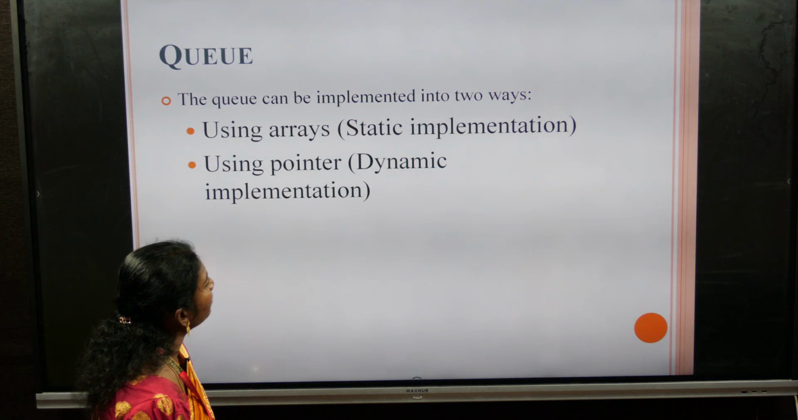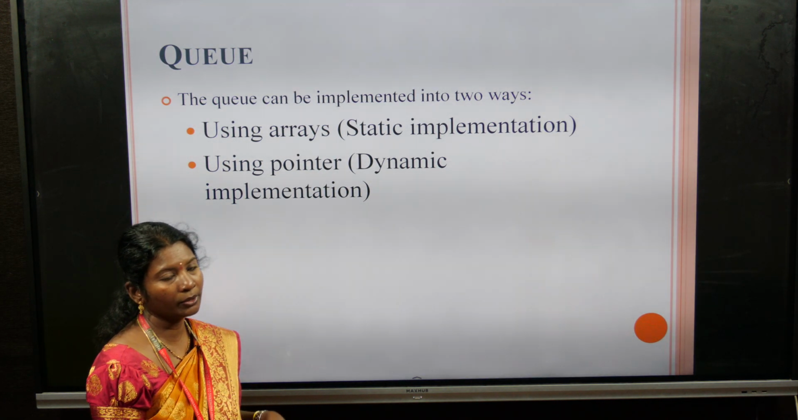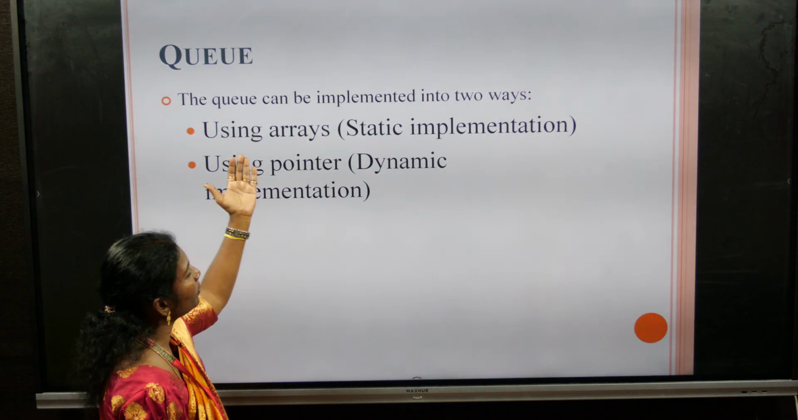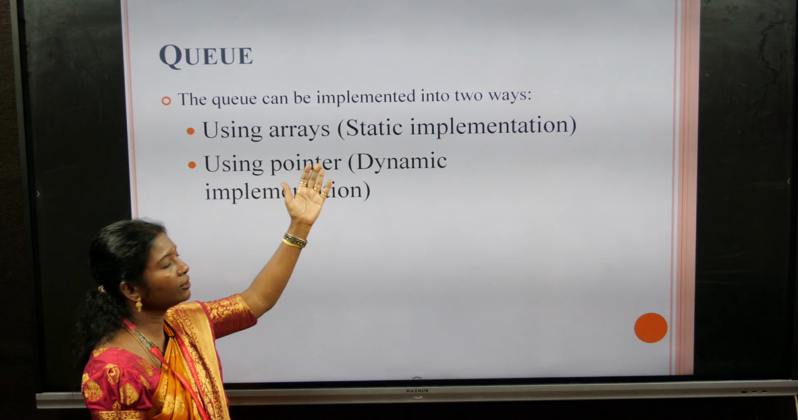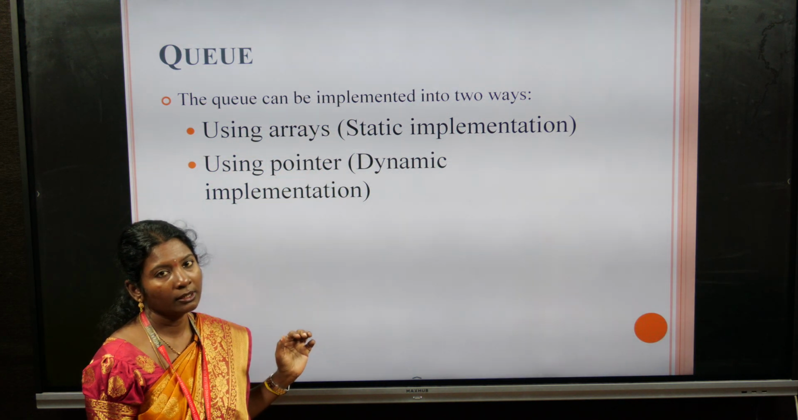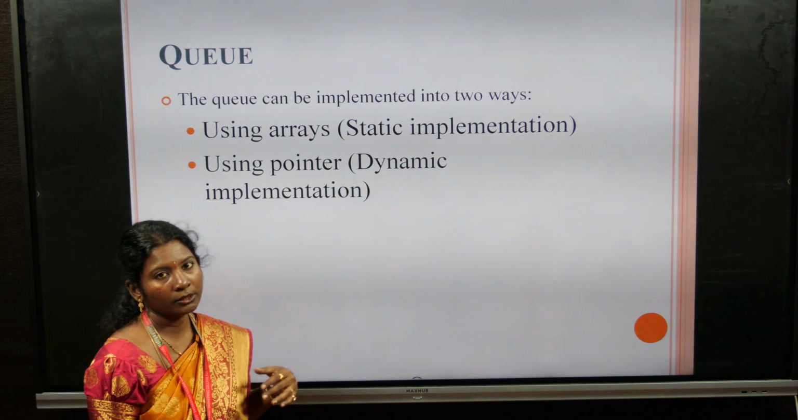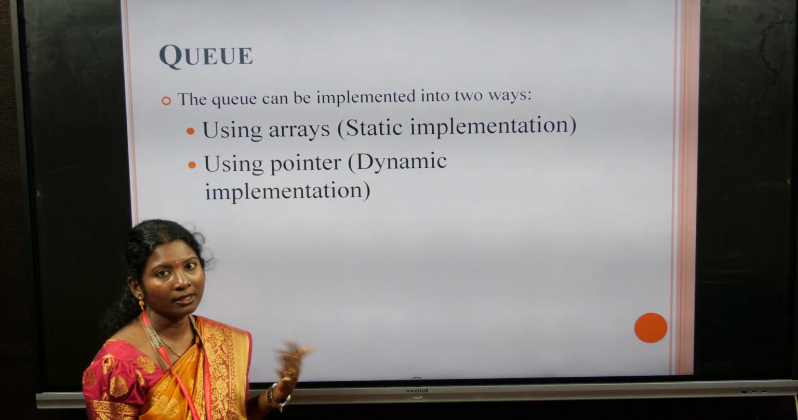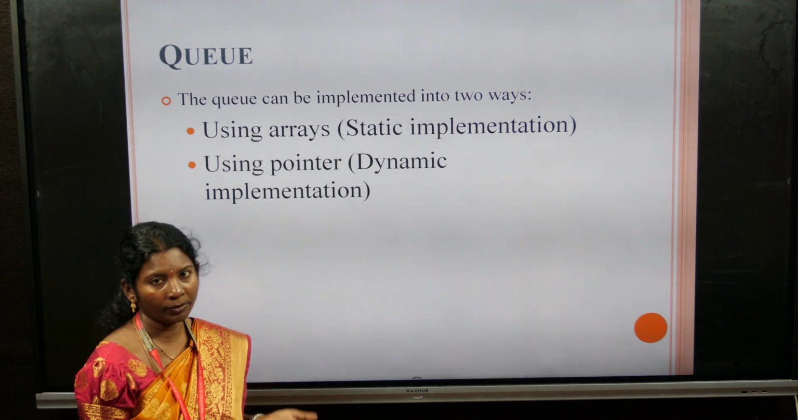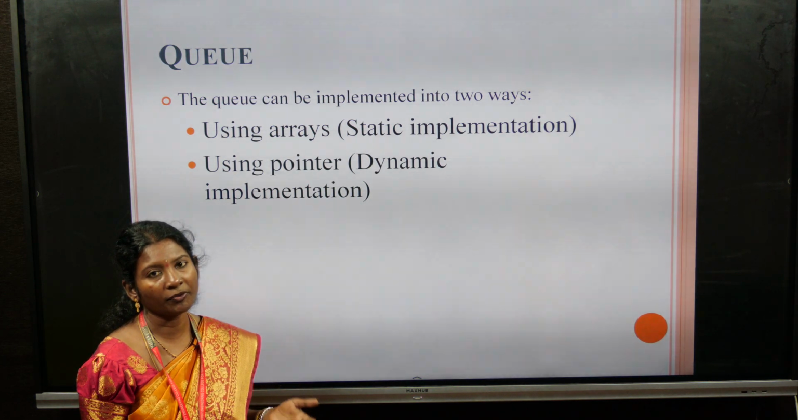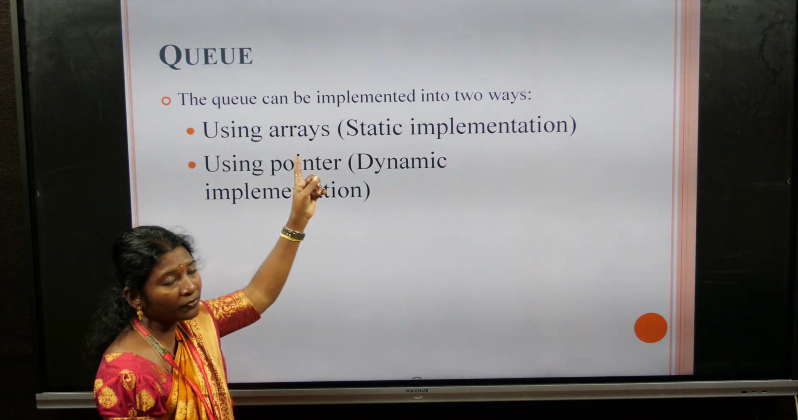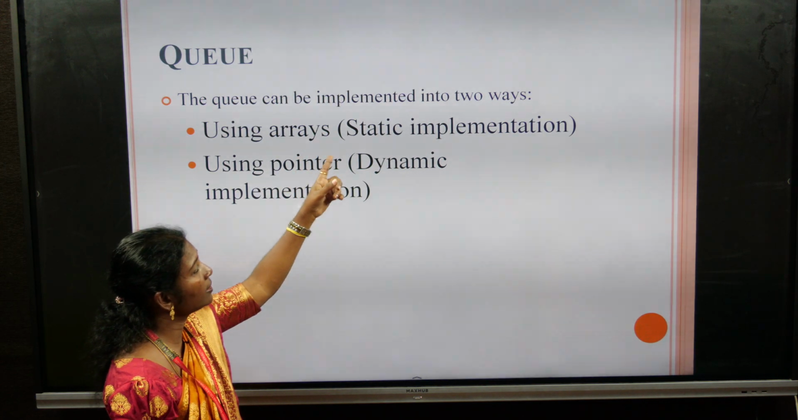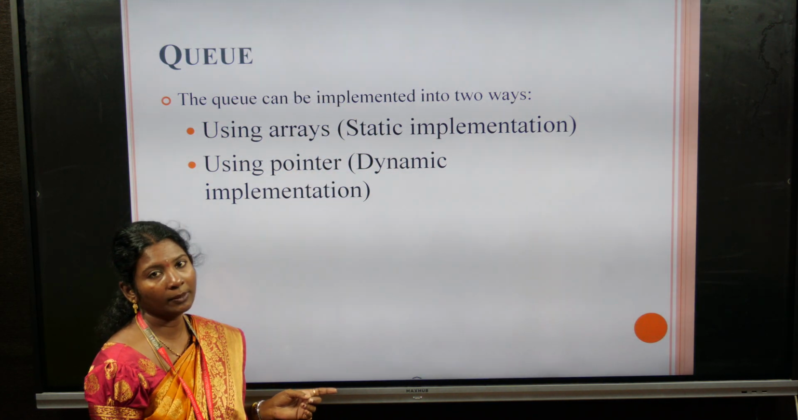A queue can be implemented in two ways. We can implement queues by using arrays, and this is known as a static implementation. We have to specify the size prior to insertion. At the time of creation only, we have to specify the size of the array. That's the reason we call it a static implementation.